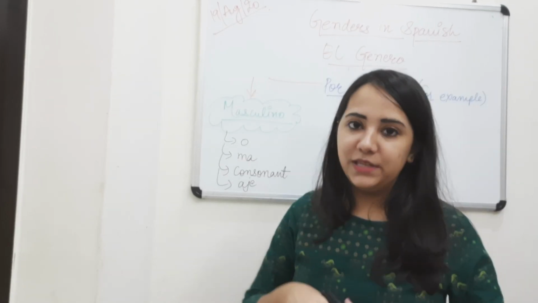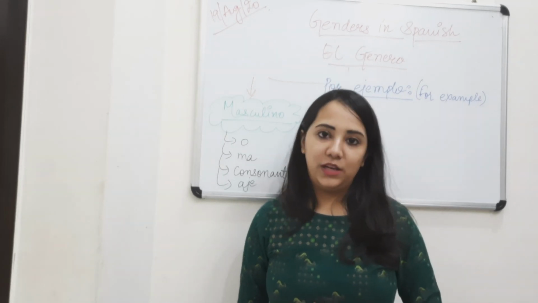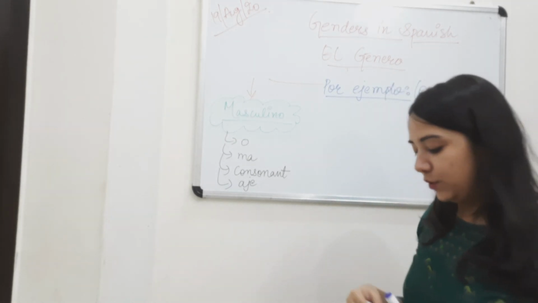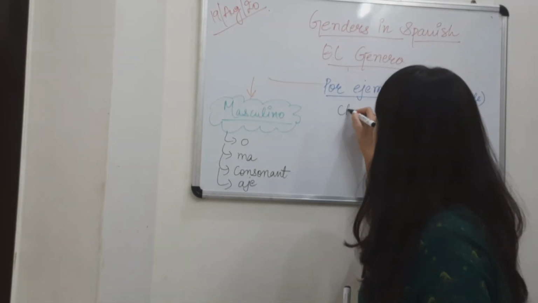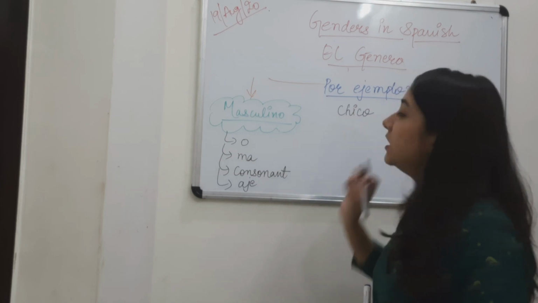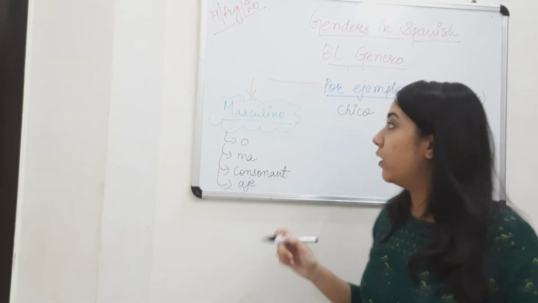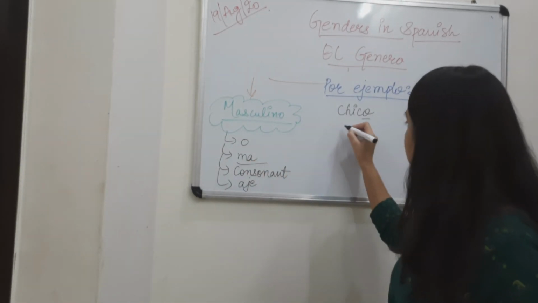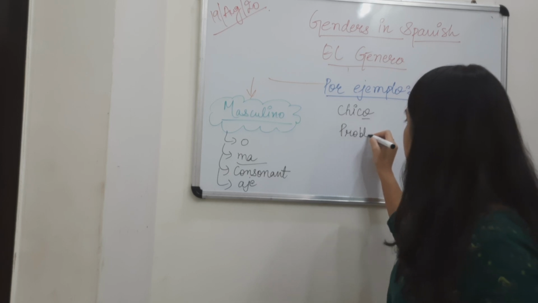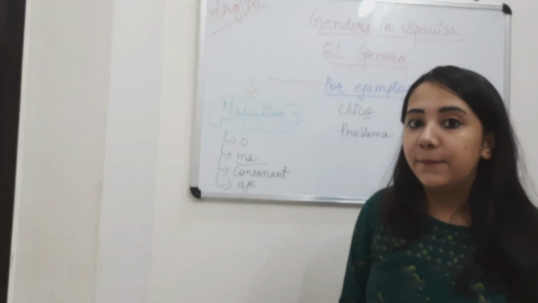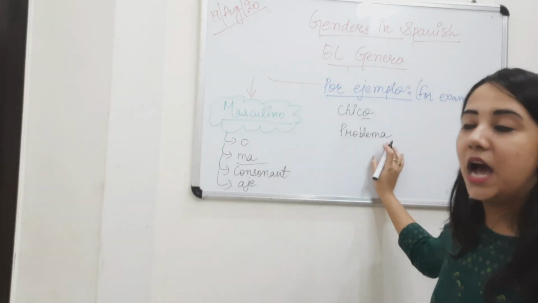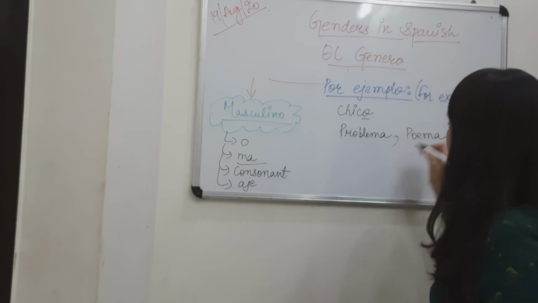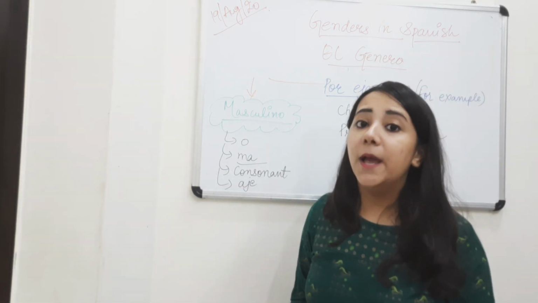Now, I'll give some examples one by one. So let's start with the masculine one. Any noun that ends with the O is a masculino. For example, chico. Chico is ending with the O. That is a masculino. Now, ma. Problema is ending with ma. Poema is ending with ma.